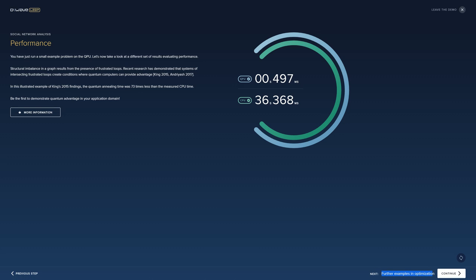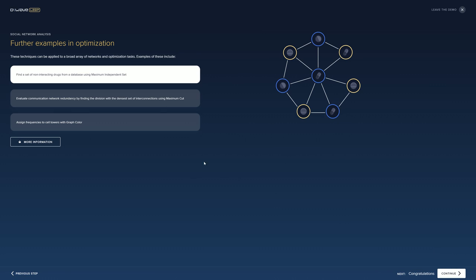Further examples in optimization. These techniques can be applied to a broad array of networks and optimization tasks. Examples of those include finding a set of non-interacting drugs from a database using maximum independent set.